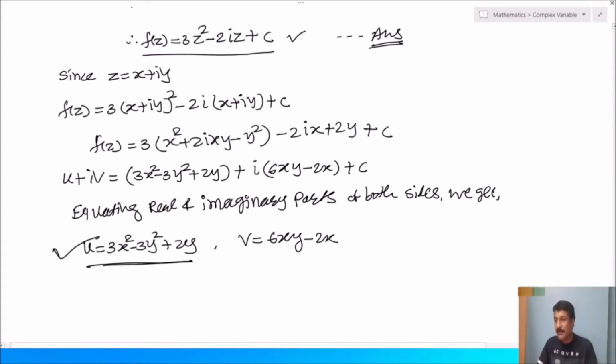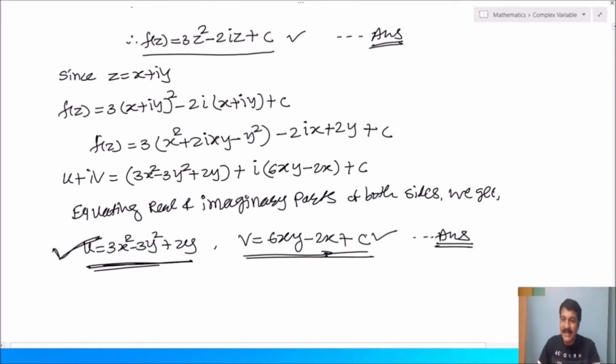You can verify by this method whether our calculation is correct or not. If u is correct, then definitely v is. And what about c? U is given and it does not contain c, so definitely c is contained in v. So this is your required v.